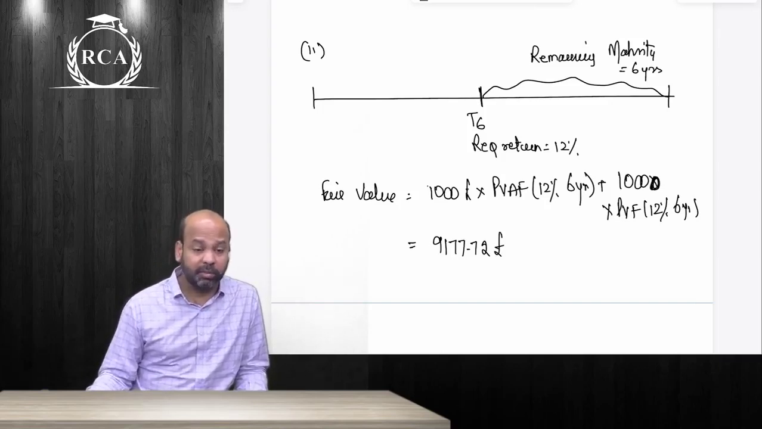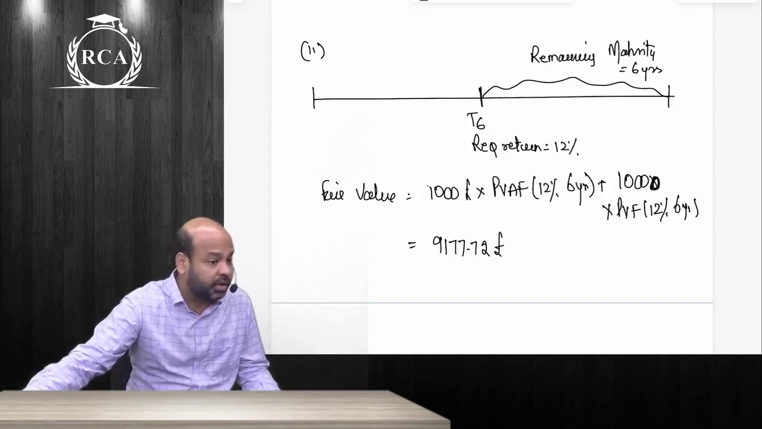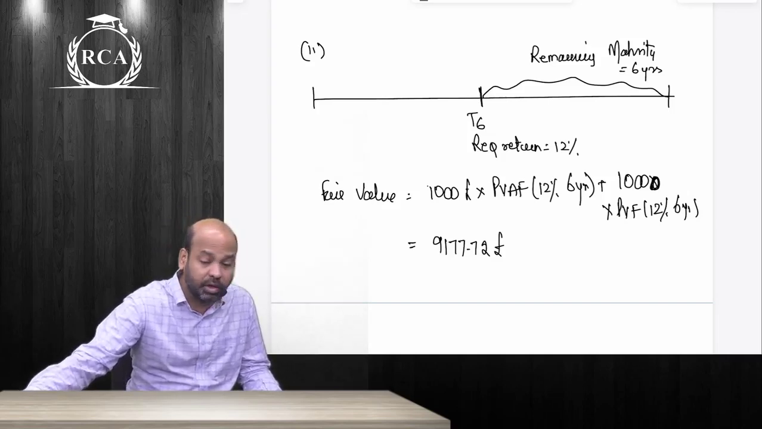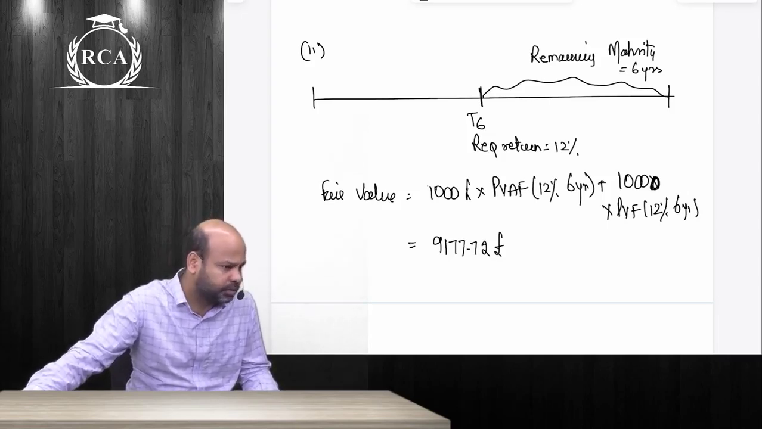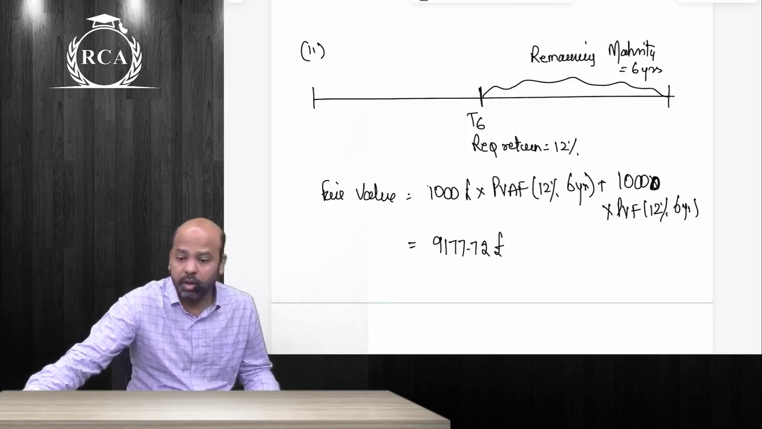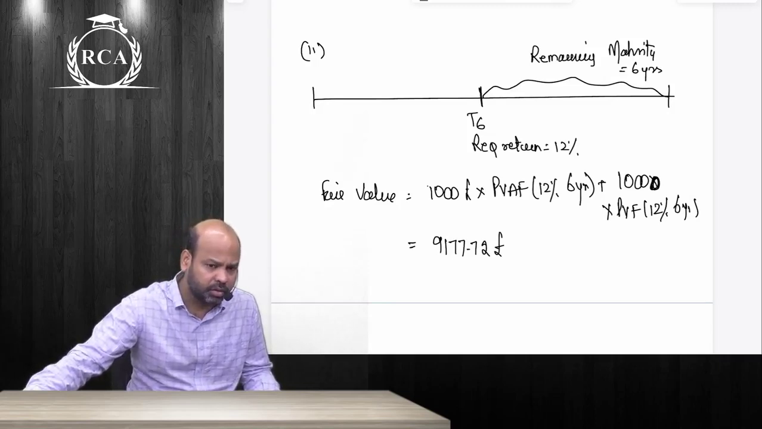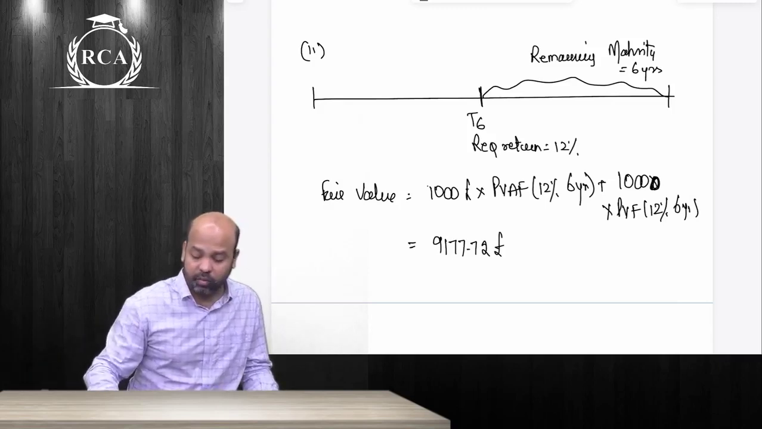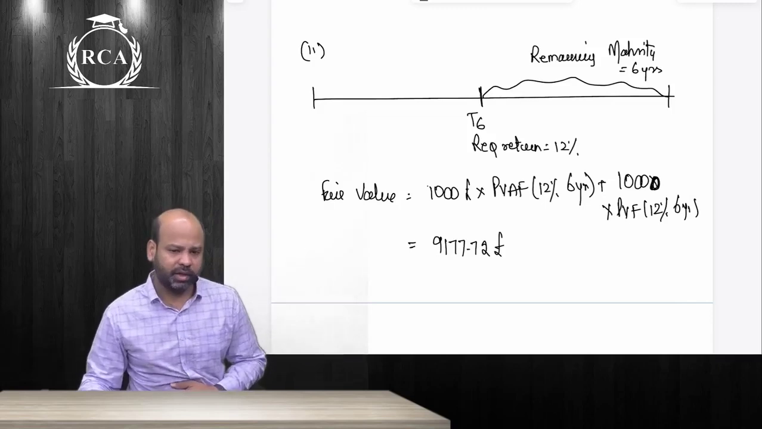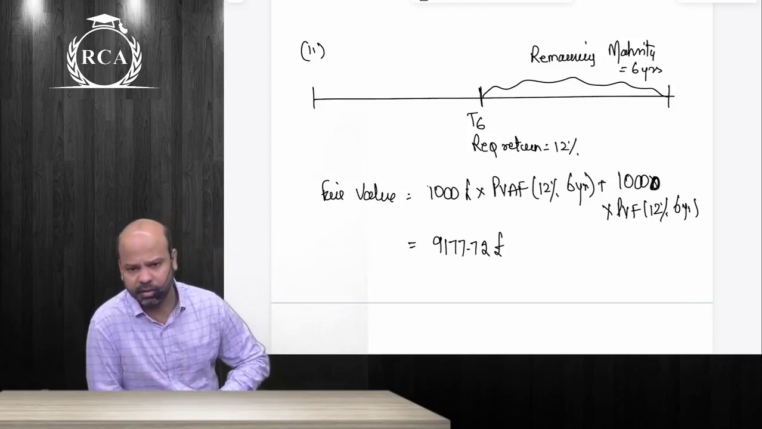If the company redeemed, you would have got an amount of how much? 10,000. If the company was redeeming the bonds, you would have got the entire 10,000. Company would have redeemed the bonds at par value. So if the company was actually redeeming the bonds, it would have given you 10,000 pounds. But now by selling the bond, you will only get 9,177.72. Are we clear about this?